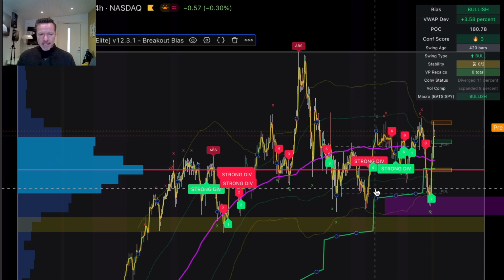The biggest mistake retail traders make, well, it's buying dips in bearish regimes and shorting rallies in bullish regimes. That's why they lose money. The terminal keeps you on the right side of institutional flow.